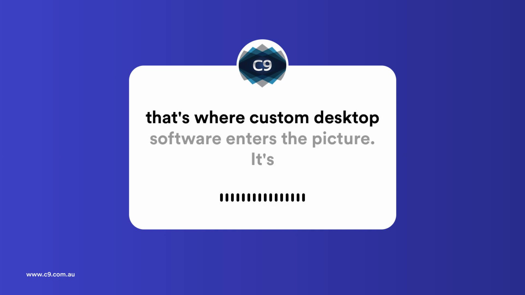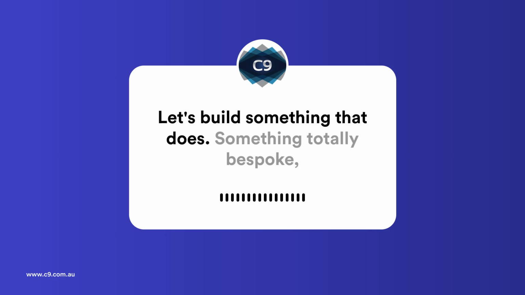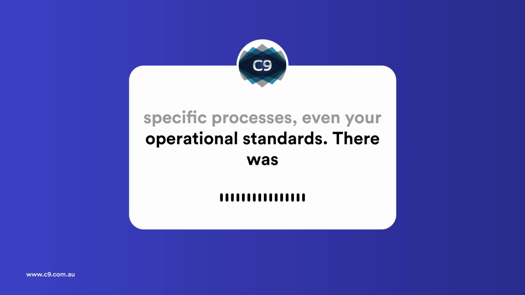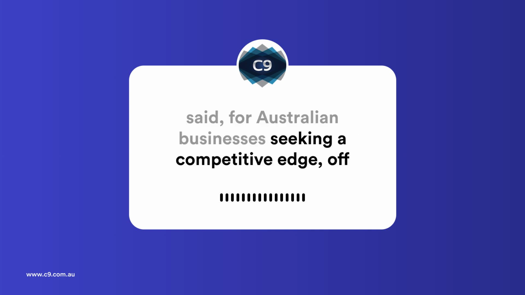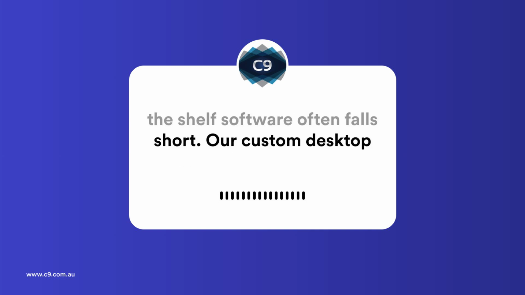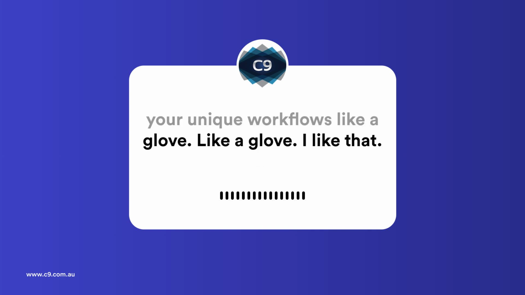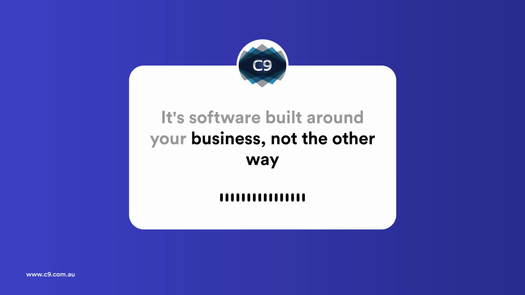So that's where custom desktop software enters the picture. It's basically saying, okay, the generic stuff isn't cutting it. Let's build something that does. Something totally bespoke, tailored precisely to your business needs, your specific processes, even your operational standards. There was a quote in the source material that really captured this. It said, "For Australian businesses seeking a competitive edge, off-the-shelf software often falls short. Our custom desktop software development delivers bespoke applications that fit your unique workflows like a glove." Like a glove. I like that. It really paints a picture, doesn't it? It's the opposite of trying to squeeze your operations into some generic box. Exactly. It's software built around your business, not the other way around.